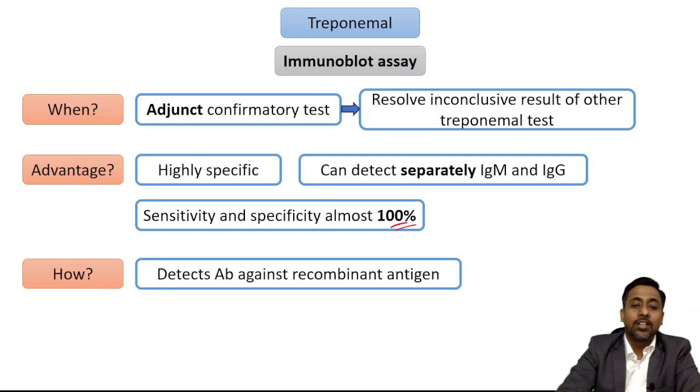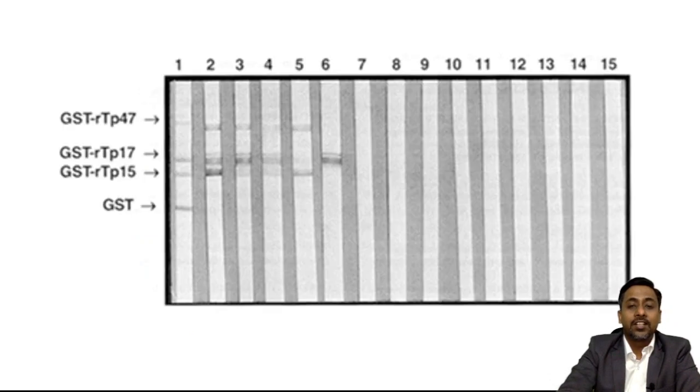It detects antibody against recombinant antigens. And what are those recombinant antigens? TP15, TP17, TP47. So you can see in this image the bands are formed at TP47, 17 and 15. Okay, so this is the immunoblot assay.